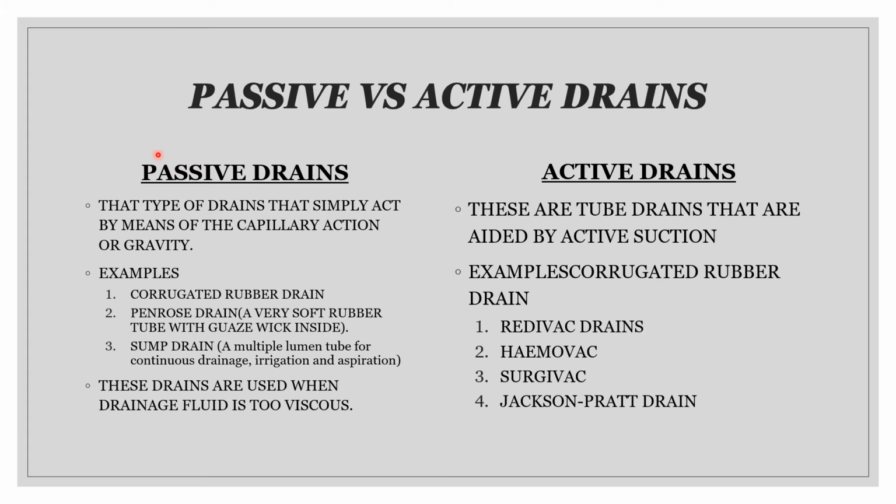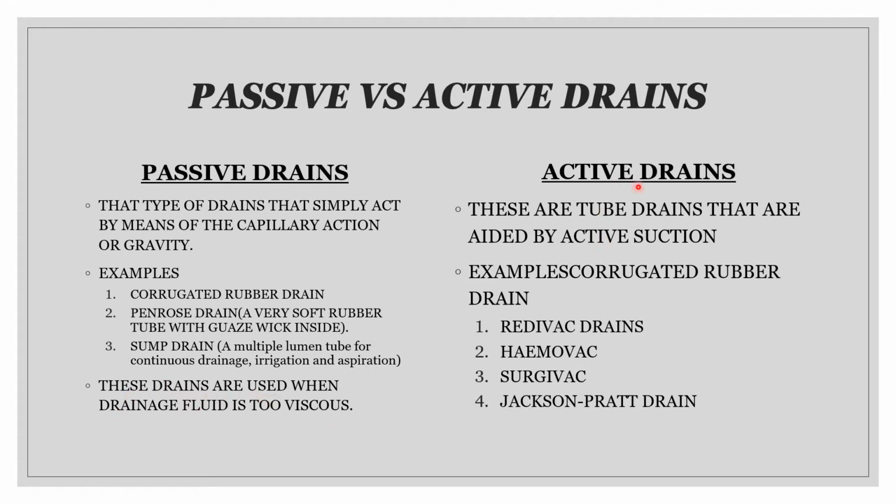So passive drains are the type where we place a drain which simply acts by the means of gravity or capillary action. You don't need to use a suction or an energy to pull out the fluid. You just place a drain and, by capillary action or gravitation, the fluid will come out when it's accumulated. So the examples are corrugated drain, Penrose drains, or sump drain. I'll show you pictures of them in the next slide. These drains are used when drainage fluid is too viscous.